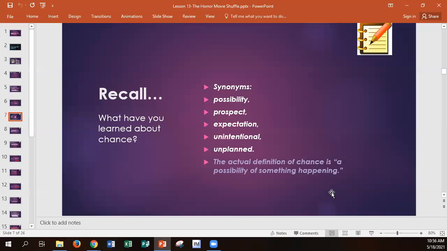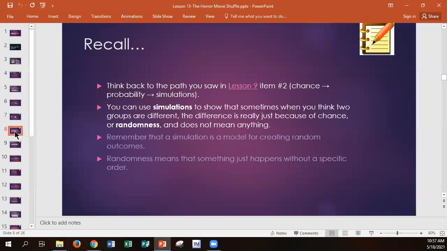The probability, on the other hand, of winning the lottery is probably really low, right? The possibility or the chance is there, but the probability of it happening, low. So chance is just the possibility of it happening. Probability is the likelihood of it happening, right? So we want to make sure we understand that when we talk about chance versus probability.